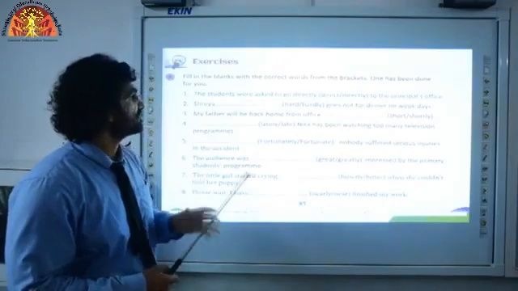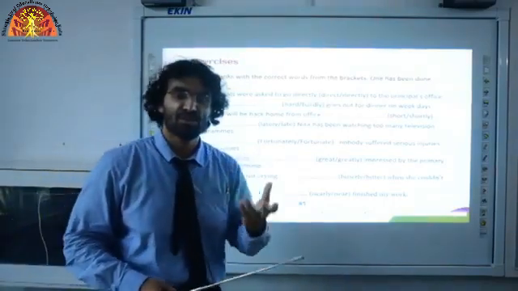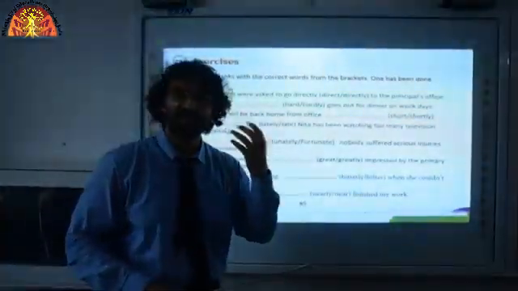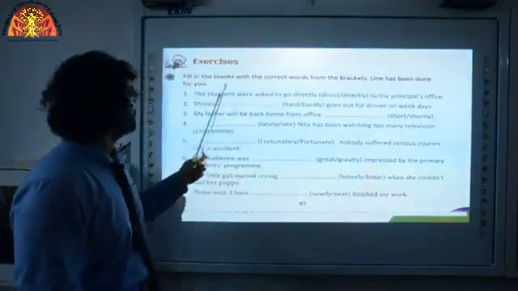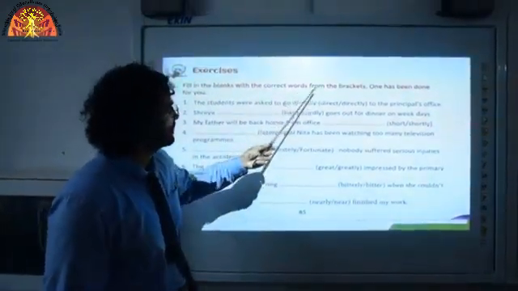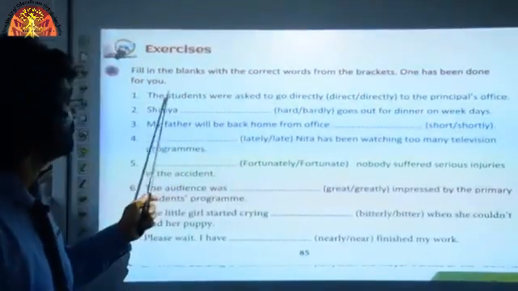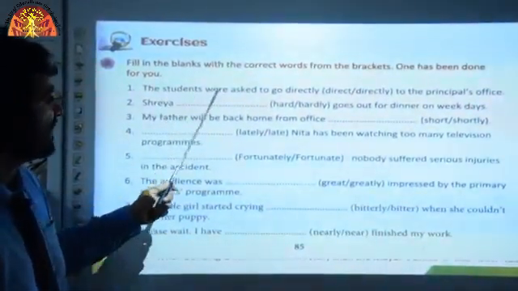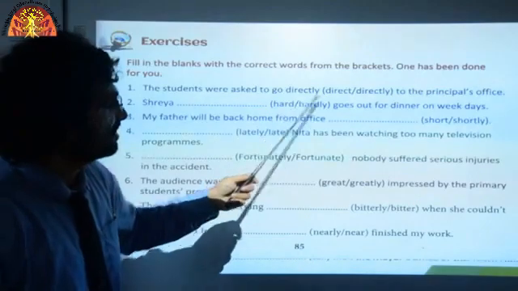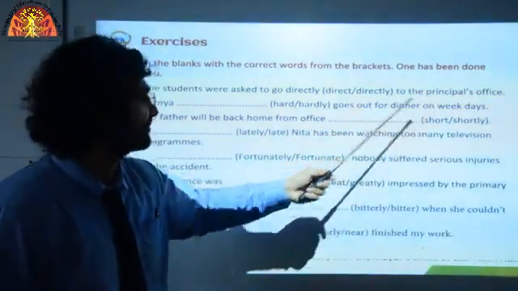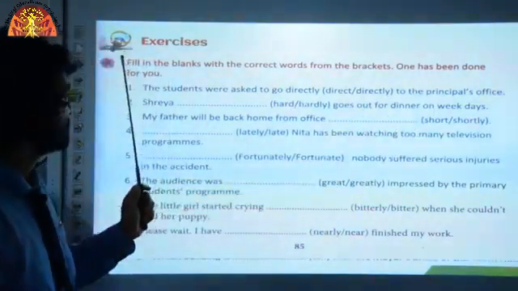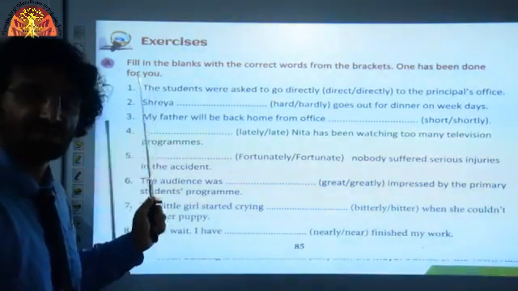Now we are going to go through this little exercise so that you will be able to understand adverbs in a better way. We are filling the blanks with the correct words from the brackets. One has been done for you. The students were asked to go directly to the principal's office. First one has been done for us already. We are going to have a look at the second one now.